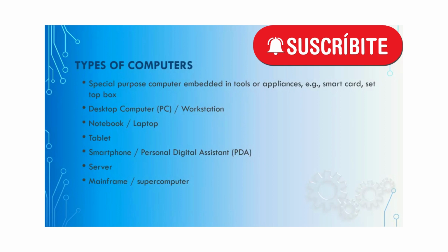So we have different types of computers for different purposes. For example, we have special purpose computers embedded in tools and appliances, for example, smart card or set-top box. We also have the desktop computers, which are actually the ones that you're using in the lab. And we also have the notebook and tablet, which are more portable, and also the smartphone, which is even smaller. We also have the server and the mainframe computers, which are more powerful and can serve many users at the same time.